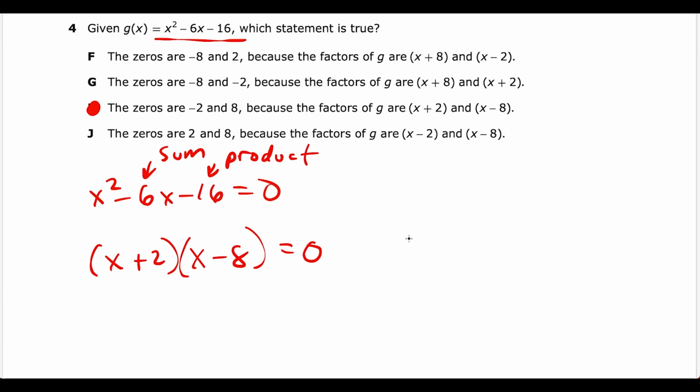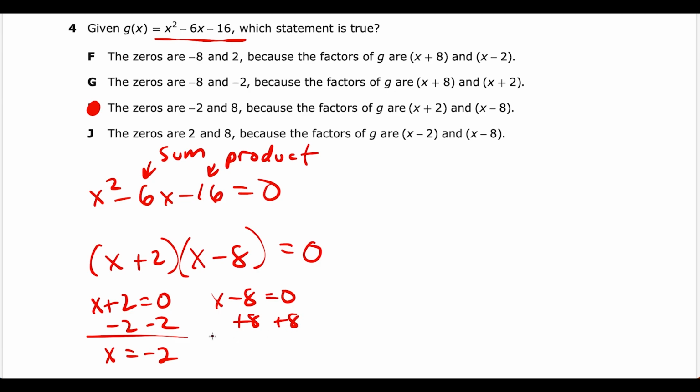And then if I actually want to find the roots, I set each factor individually equal to 0 like this. And what we have here is if I subtract 2 on both sides, I get a root of x equals -2. And if I add 8 to this equation, I'm going to get x equals +8. So our roots are definitely -2 and 8. So this choice is looking good.